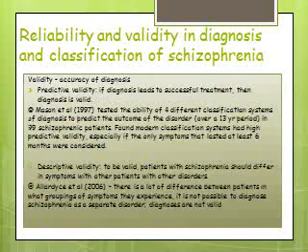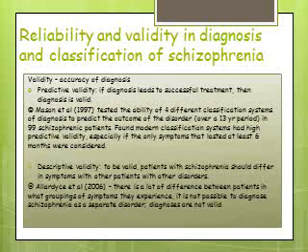Validity is the accuracy of diagnosis. So, are we accurately diagnosing someone with schizophrenia? Predictive validity is that if we have been successful in diagnosing them, it should lead to successful treatment. Mason et al. found that it does have predictive validity. They tested the ability of 4 different classification systems to diagnose and predict the outcomes of the disorder over a 13-year period in 99 schizophrenic patients. And they found modern classification systems had a high predictive validity, especially if the symptoms had lasted at least 6 months.